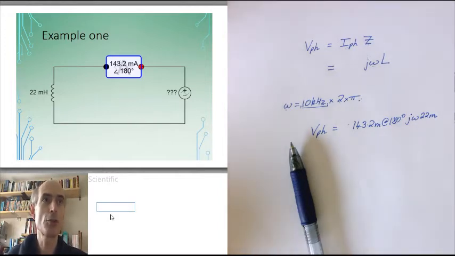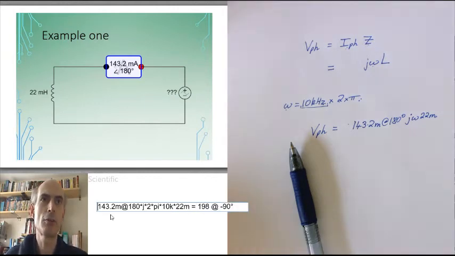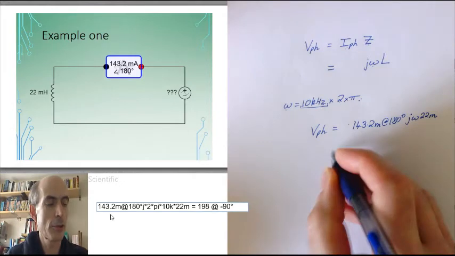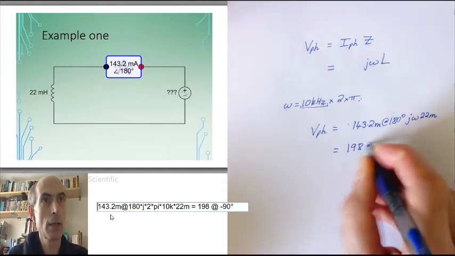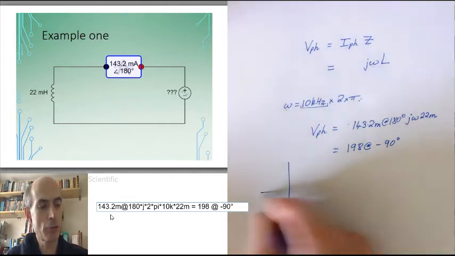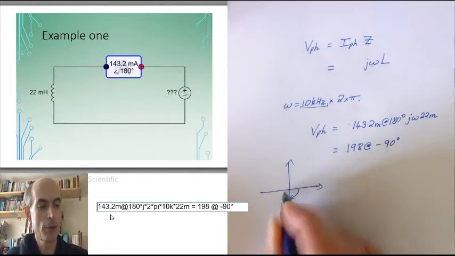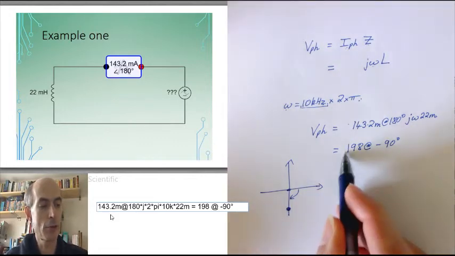In this case, we just have to do 143.2 milli at 180 degrees multiplied by j times 2 times pi times, in this case, 10 kilohertz times 22 millihenries gives you an answer 198 at minus 90 degrees. So, in terms of the phasor representation, that would be down here at a phase angle of minus 90 degrees. The distance from the origin is 198.